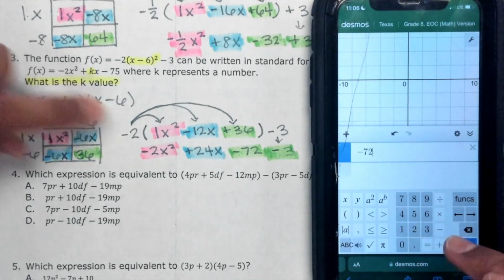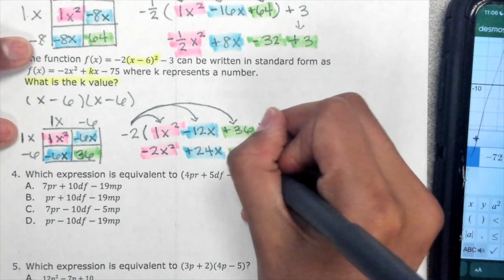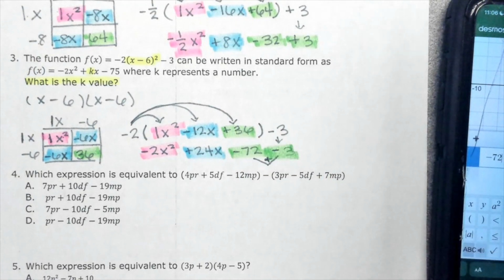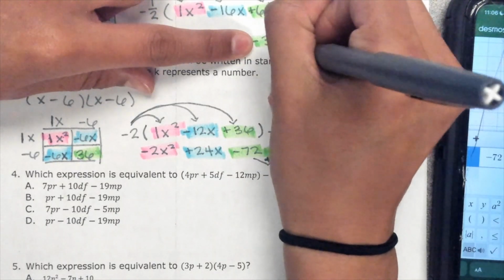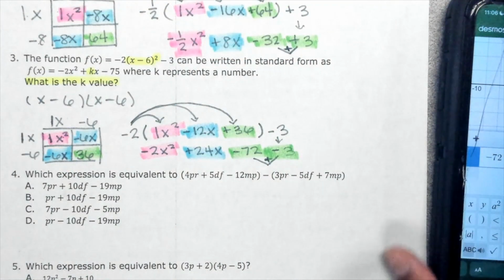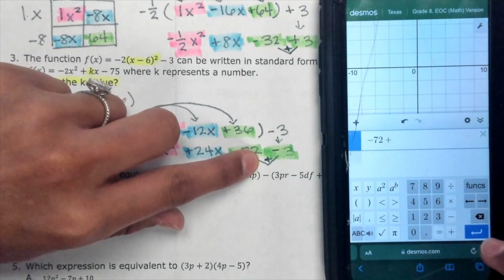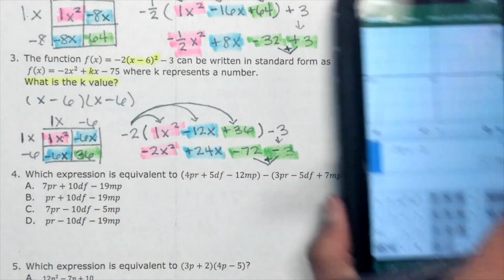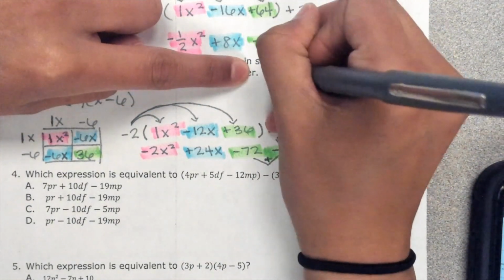negative 72 plus, so the way I do it in my class is I like to connect them, my like terms, and put a plus sign in between. I'll even do it on the previous one. Connect them and put a plus sign in between because we're adding them together. So negative 72 plus sign in between, a negative 3. Gives me a negative 75 simplified. So we're just going to rewrite that above.